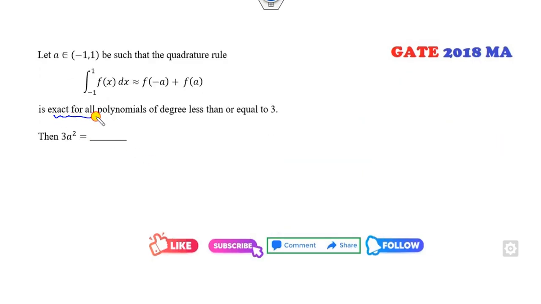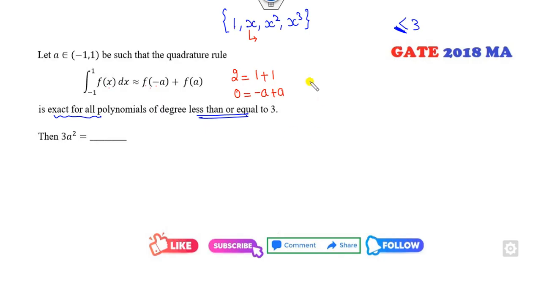Again, you can see it's exact for polynomials of degree less than or equal to 3. Equality must be there. So what are the bases of the degree 3? 1, x, x square, x cube. So I substitute the first value 1. Integration of the 1 will be 2. F of is a 1, it's a 1, satisfied. If I substitute x, integration of the x from minus 1 to 1 is 0. Then f of minus a is minus a plus a, again it's satisfied.